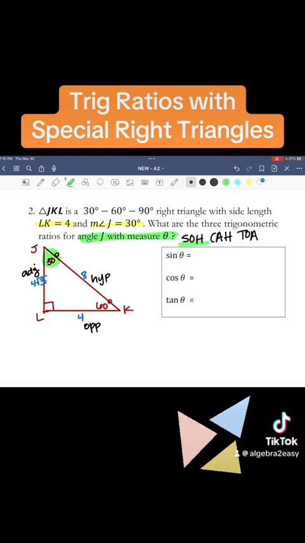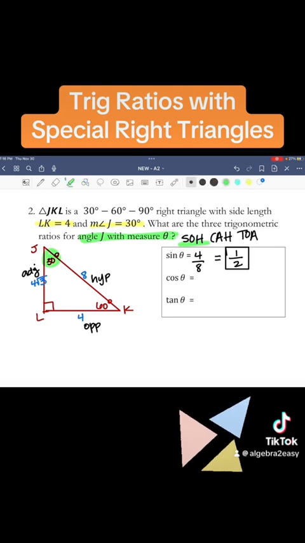So let's do sine first, opposite, and then also your hypotenuse. So look at what we have as our opposite side. We have 4 labeled, and we have our hypotenuse of 8. So that's going to be 4 over 8, which we know simplifies to 1/2. So sine of theta is equal to 1/2.